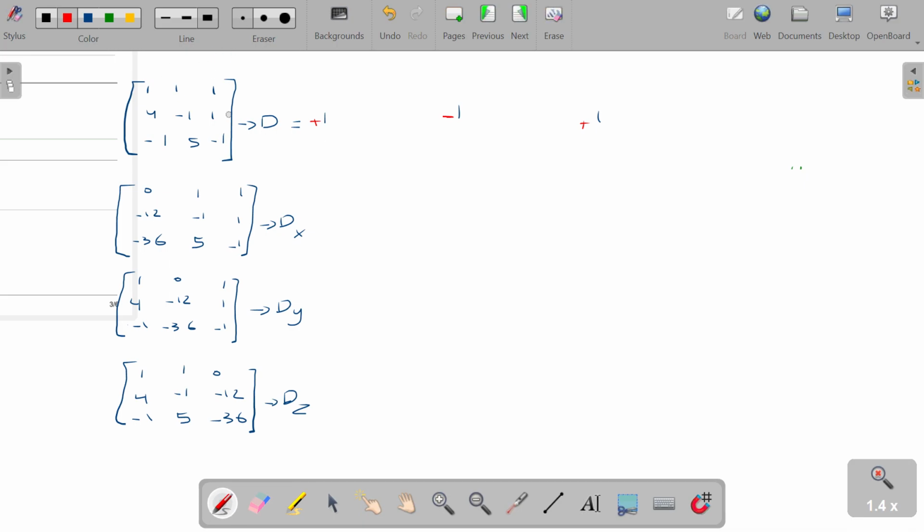Okay. Now I'm going to create some 2 by 2 matrices over here. So what are these 2 by 2 matrices? If I choose the first element and I cover the row and the column that includes this first element, I will have -1, 1, 5, and -1 left. So I'm going to write those here.